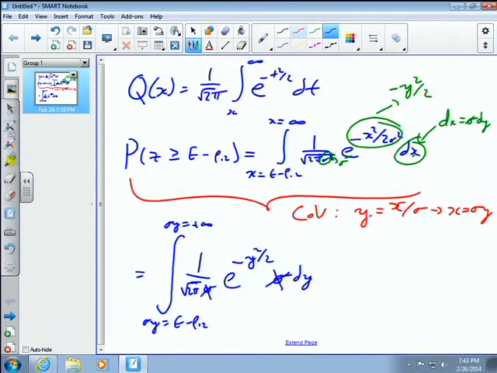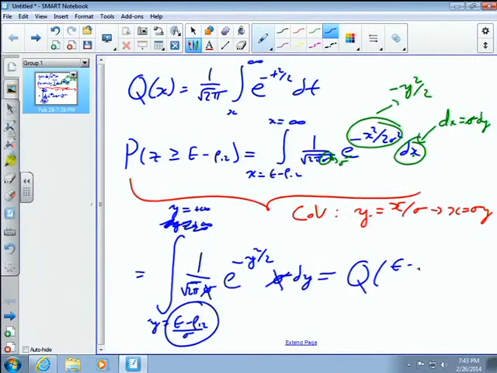Interestingly enough, let's divide both sides here by sigma. What ends up happening is, well, this guy here, it doesn't matter. What's infinity divided by sigma? It's still infinity. And this guy here now becomes divided by sigma. This is now of the form of the Q function. So that's the argument for the Q function: e minus rho 1, 2 divided by sigma.